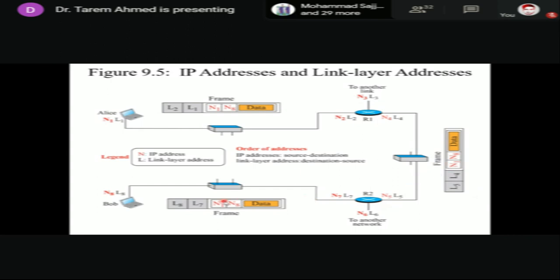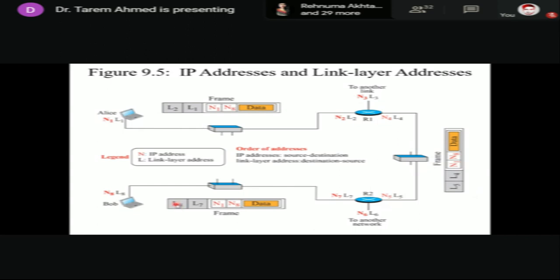He will reframe. The internal part remains the same: IP addresses, source is N1, destination is N8. He will reframe the MAC addresses as source L7, destination L8. Put it on the physical layer, and it will forward it on this link. It will get to Bob's MAC LAN card. The network adapter will see, okay, the destination MAC address is L8. It's meant for me.